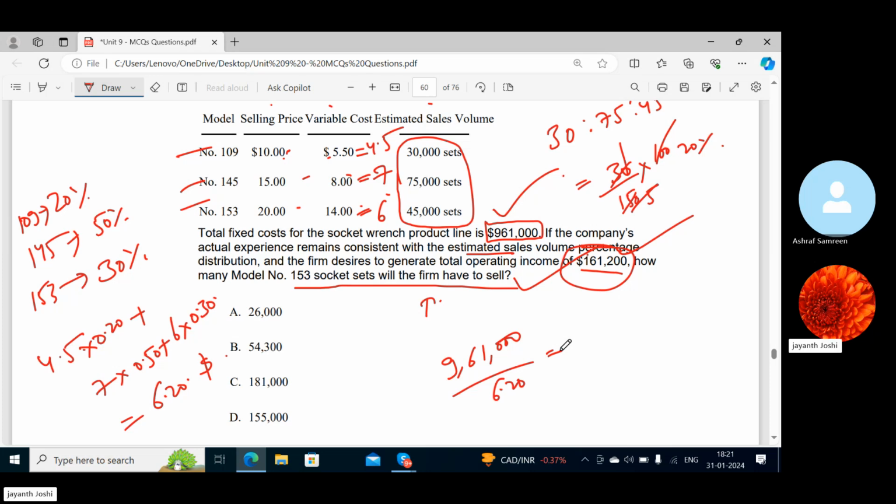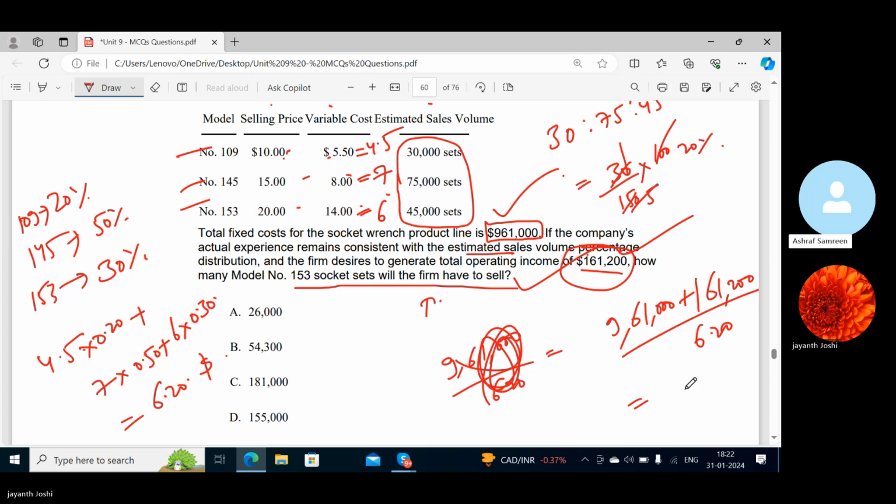No, sorry, because here there is something else also, right? They have a target income also. So fixed cost plus target income. Desired profit is there, right? So what is the desired income, divided by the contribution? What is the answer for this? 987,000. What? Just once again, you add and tell.